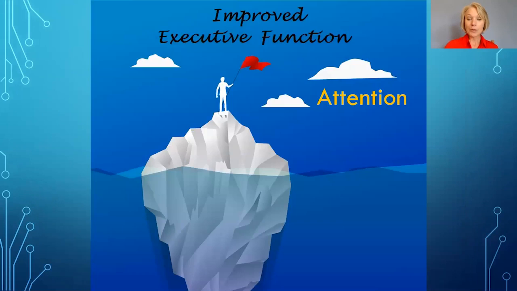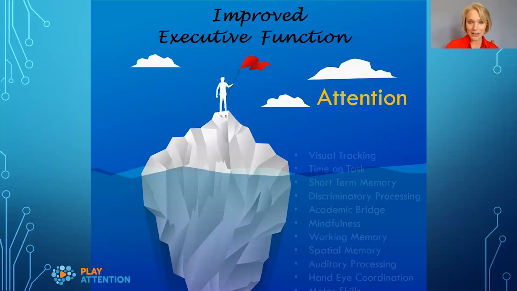Now, when we talk about the different areas, we've been focused so much on attention, but as I showed you on that main menu screen with all of the different cognitive areas that we address, you noticed it didn't say shift, and we know that shift is a part of executive function. It didn't say organization, but organization is part of executive function. But we work on all of these different cognitive areas. Attention's just the tip of the iceberg.